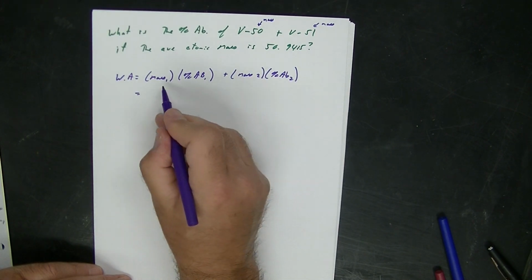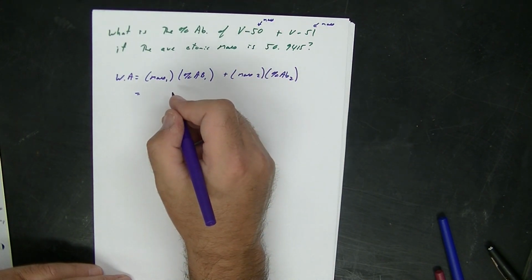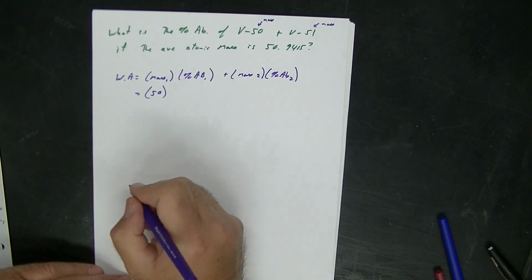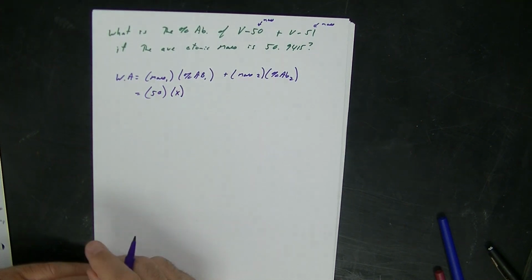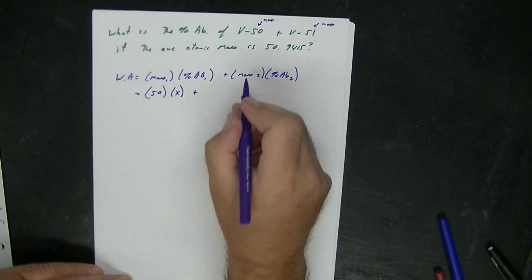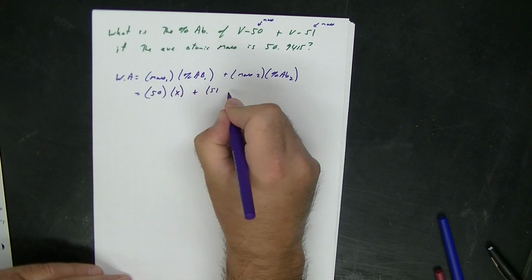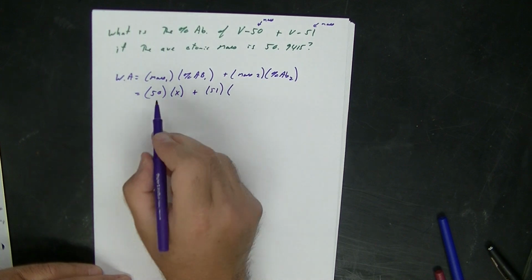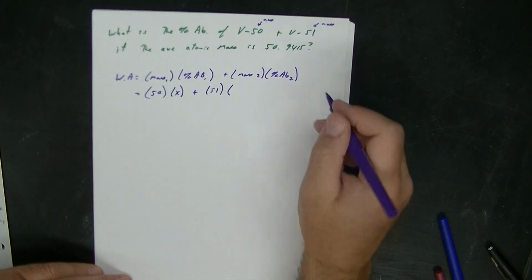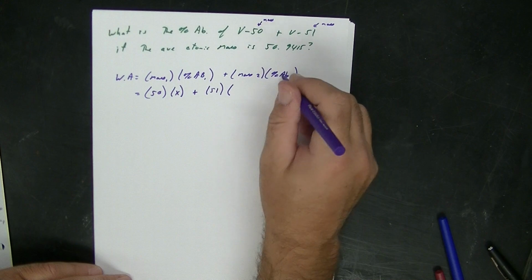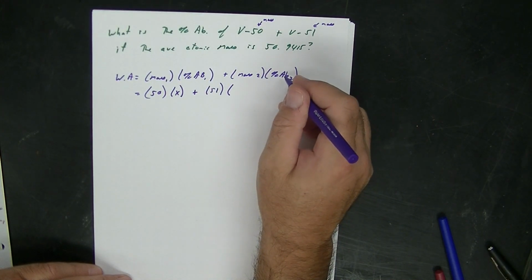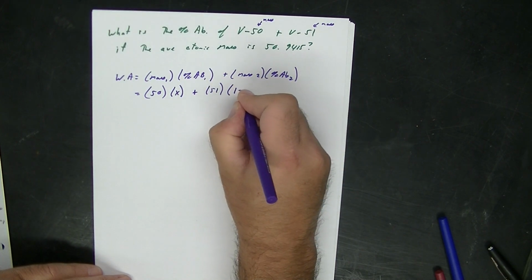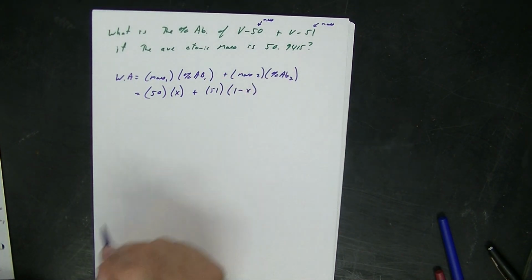The mass of our first is 50. We don't know our percent abundance, so let's just call it X. The mass of the second is 51. I can't call this X because we've already defined this as X, but remember, if we add our percent abundances up, and these are in decimal form, they have to equal 1. So if there are only two, I can say that this one is 1 minus X.